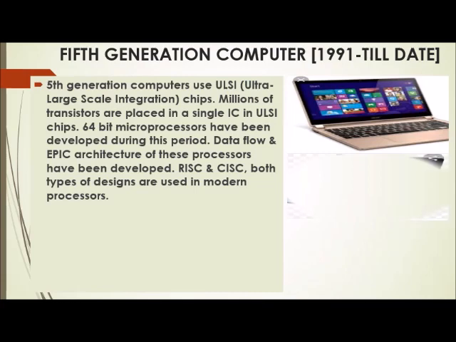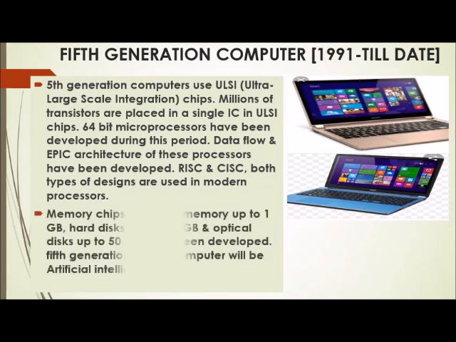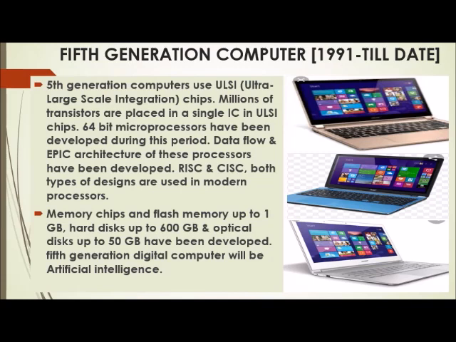RISC and CISC, both types of designs, are used in modern processors. Memory chips and flash memory up to about 1 gigabyte, hard disks up to about 600 gigabytes, and optical disks up to about 50 gigabytes have been developed. Fifth generation digital computers will be artificial intelligence. Displayed on your screen are examples of the fifth generation computer, like the modern laptops that we use.